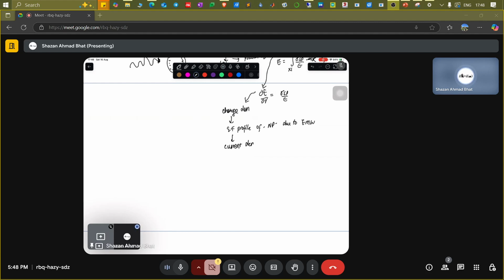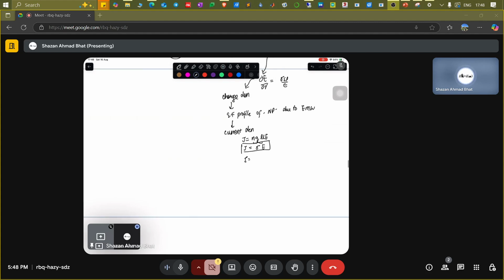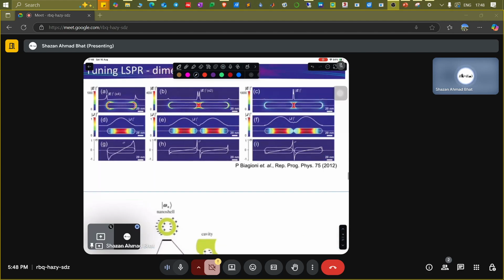How can you compute the current? You know that J is equivalent to n q mu times E. You can write this as sigma E. So the current density will be equal to sigma times the electric field. This is just like Ohm's law, something called the microscopic Ohm's law. Okay. Now what is going to happen?